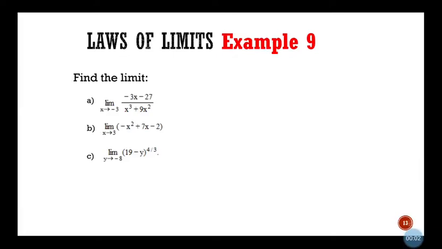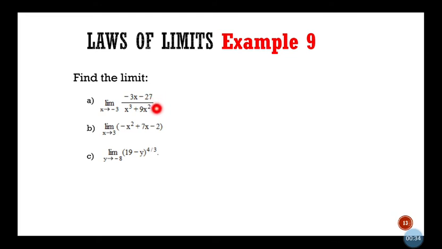Okay class, so now we come to the fourth part of the video and we'll straight away discuss example 9. For example 9a, the question asks you for the limit as x approaches minus 3 of (minus 3x minus 27) over (x cubed plus 9x squared). So what do we call this function? This is what we call a rational function, a quotient.